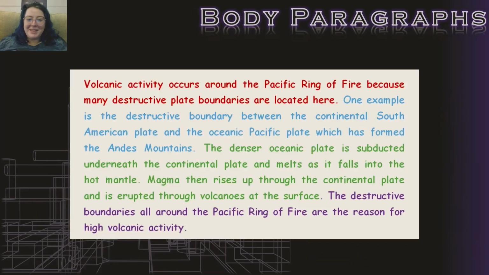All right, awesome. Here's an example for us. So the red would be the points, blue would be our example, green is our explanation or elaborating, and the purple is the link. Let's have a little look here. Volcanic activity occurs around the Pacific Ring of Fire because many destructive plate boundaries are located here. So that is a very, very clear point, straight to the point, which is really good, giving your opinion straight away. And then as you can see for the blue, one example, there we go, talking about examples, is the destructive boundary between the continental South American plate and the oceanic Pacific plate, which formed the Andes Mountains, I think. Yep, so there we go.